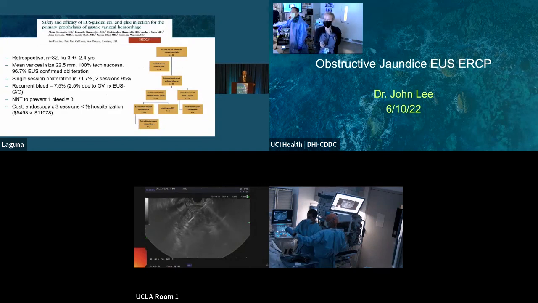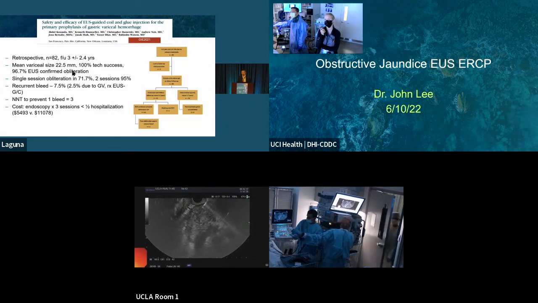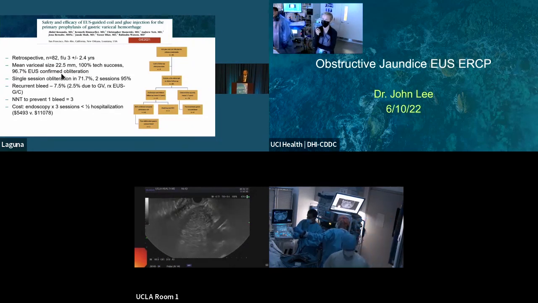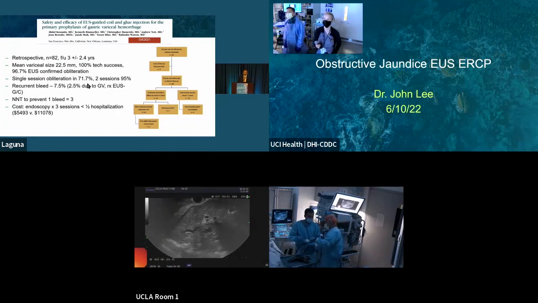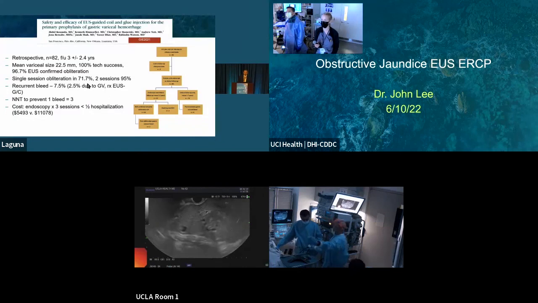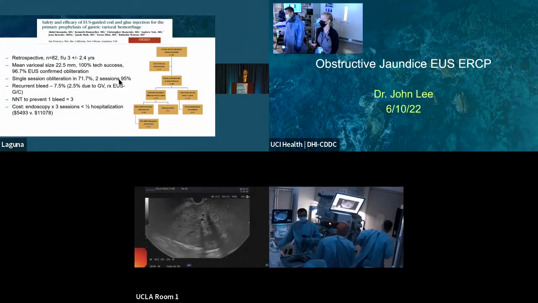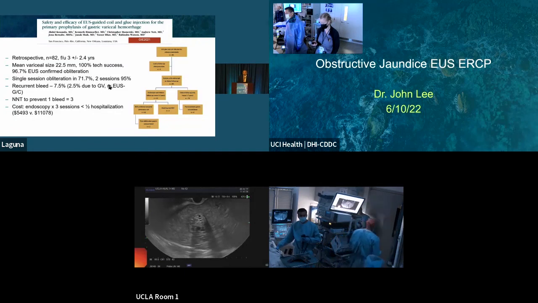We published a paper last year in GIE looking at glue and coil for primary prophylaxis, given all the benefits that I mentioned in earlier slides. We included a cohort of 82 patients, and we followed them for a mean of 3 years. Mean variceal size was 22 millimeters, with a 100% technical success rate and a 97% rate of EUS-confirmed obliteration. What's particularly compelling in this cohort is that we were able to ablate these varices successfully in 3 out of 4 cases in 1 session, which is very appealing, and over 2 sessions in 95% of these patients. So, highly effective and efficient.